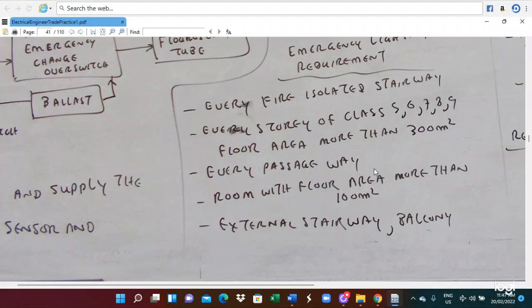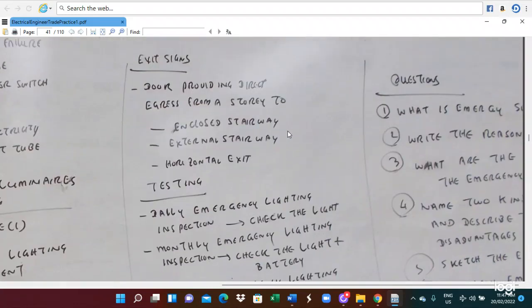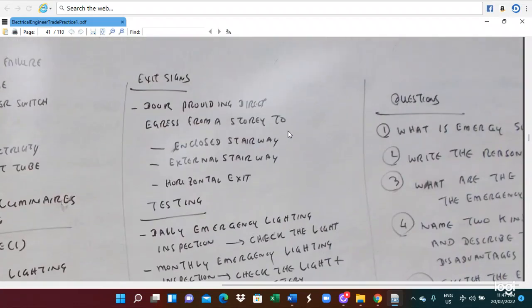The AC signs then need to be installed at the door, providing direct emergency exit from the story to the angled stairway, external stairway, the horizontal AC. So we have to test this emergency lighting.